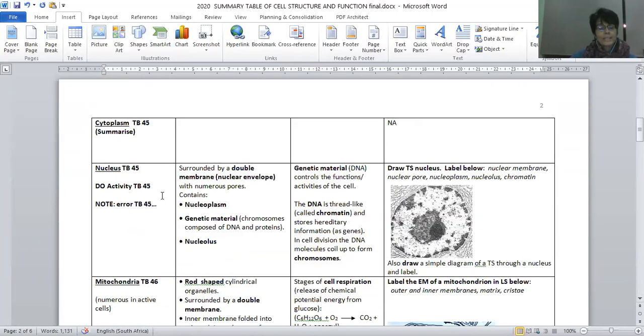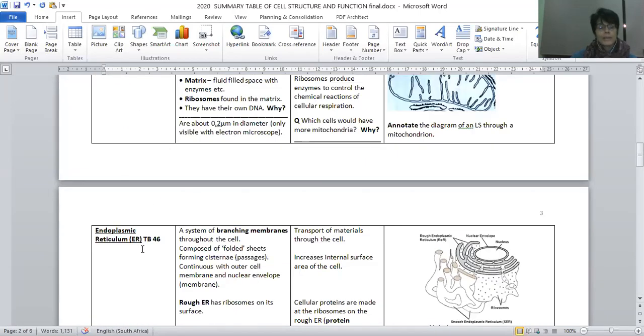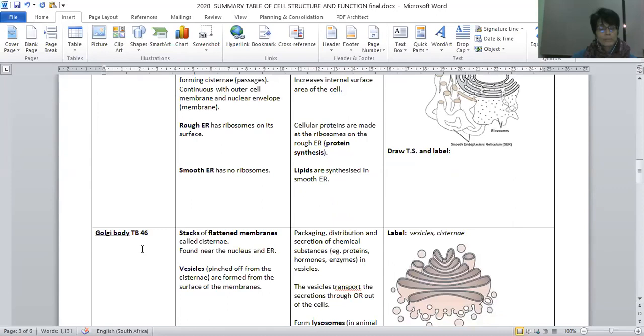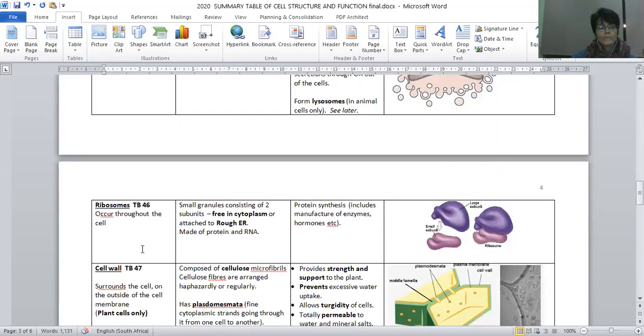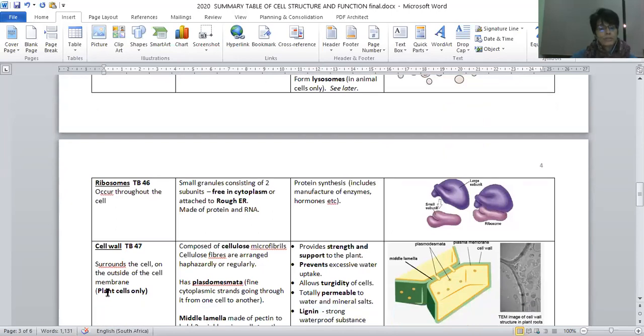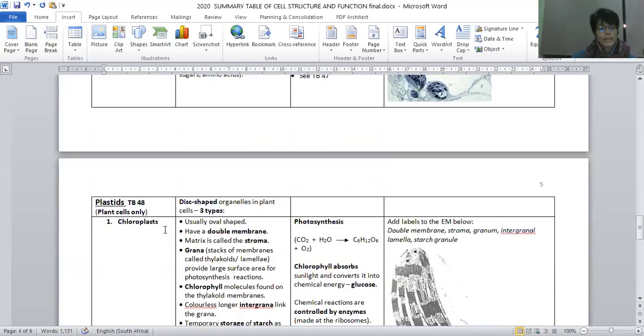Then we're going to look at, in the next lesson, nucleus and mitochondria. Then we're going to look at endoplasmic reticulum, Golgi body, and ribosomes because they work together. So all of those structures are found in plant and animal cells. Then structures only in plant cells, the cell wall and vacuoles. And another lesson, the plastids.